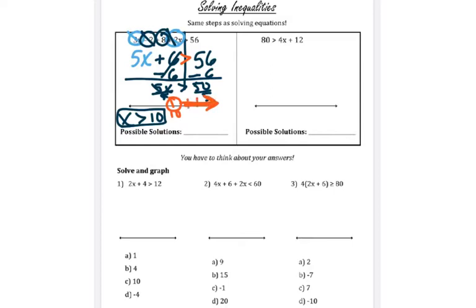So what are possible numbers that are bigger than 10? Well, 11 is bigger than 10. 12 is bigger than 10. 13 is bigger than 10. Very easy. Let's try another one.